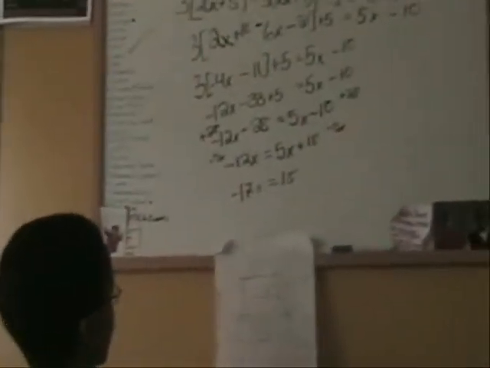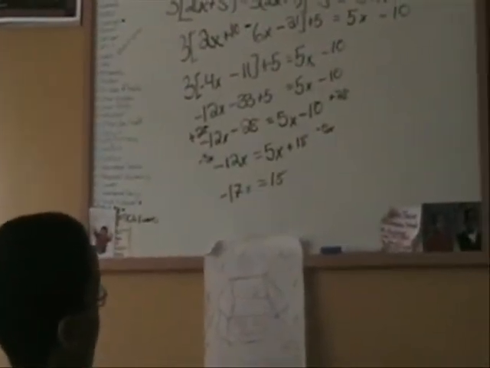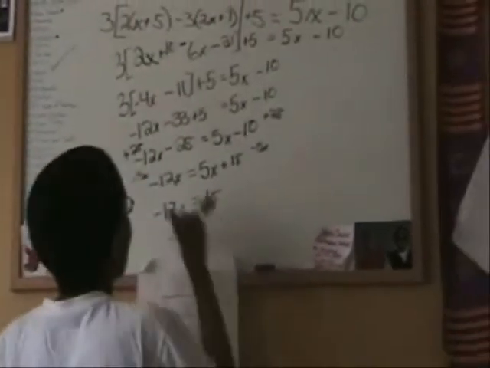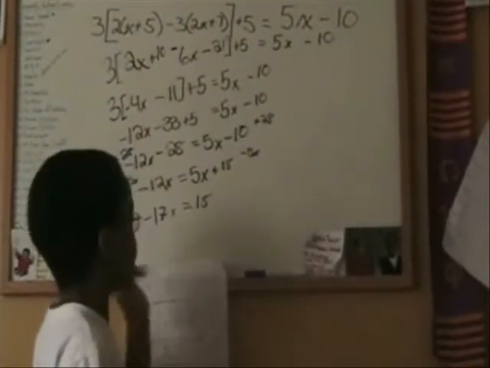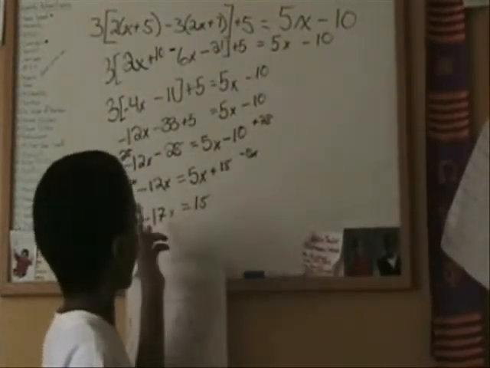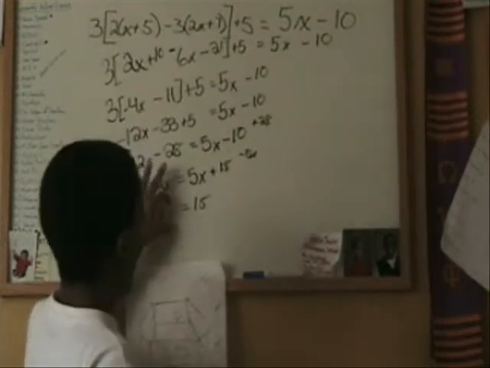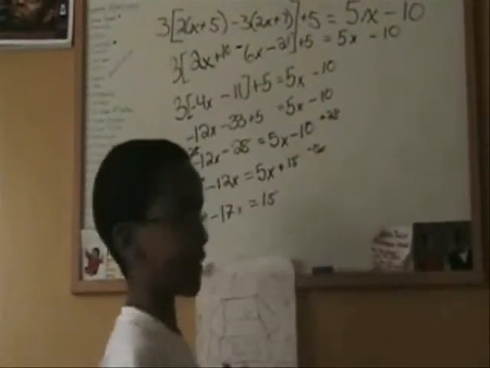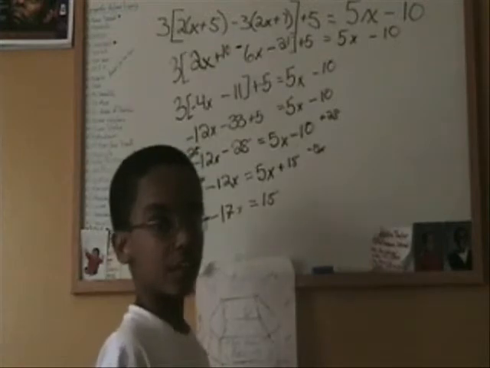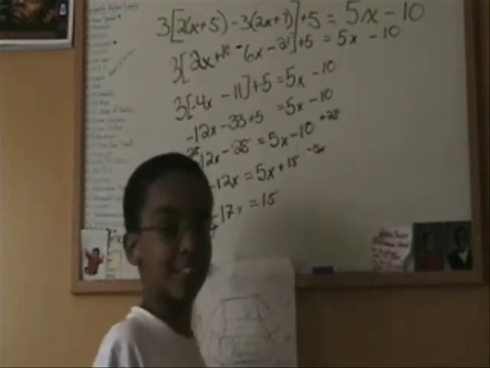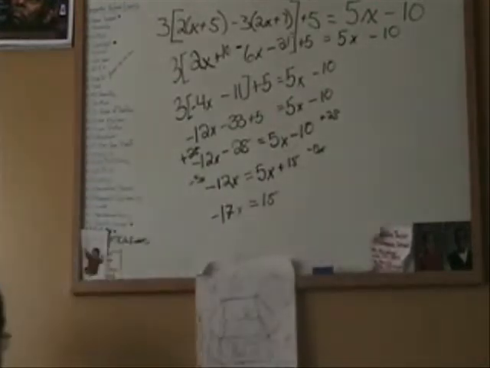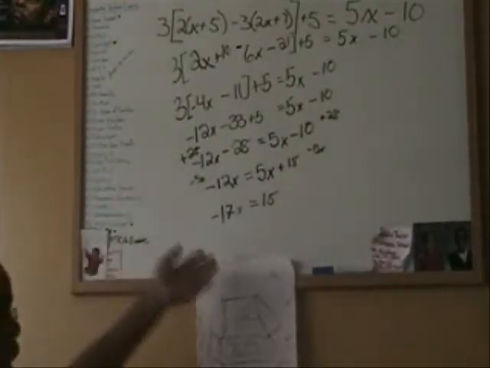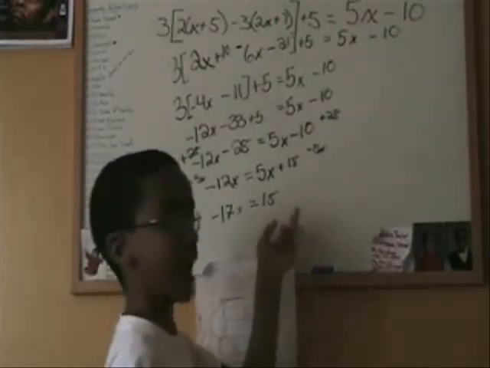It looks like a roadblock to me though. What's the roadblock? We need to get this 17. So we need to figure out how to get this x over here on the left side by itself. Not with any other numbers, but just x. But the problem is, what are we supposed to do if there are no more x's on this side?